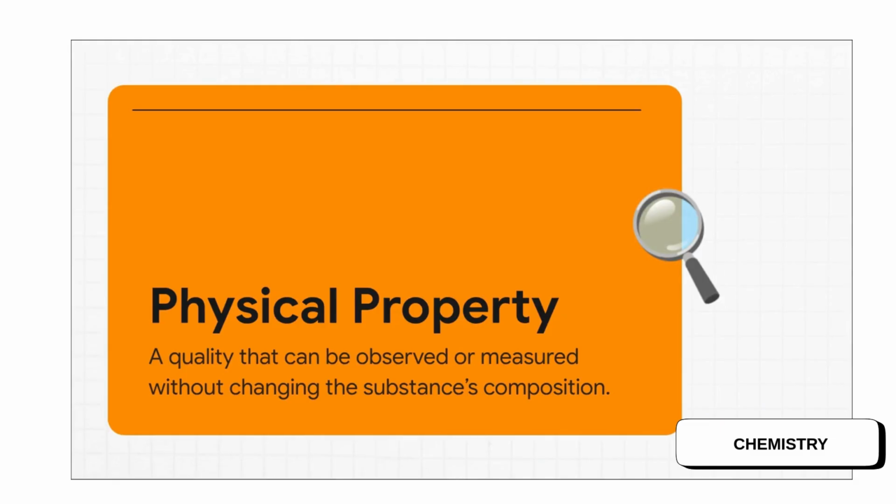We call them physical properties. These are qualities that you can observe or measure without actually changing what the substance is made of. We're talking about things like its hardness, its color, whether or not it conducts electricity, or even its malleability, which is just a fancy way of saying you can hammer it into super thin sheets without it breaking.